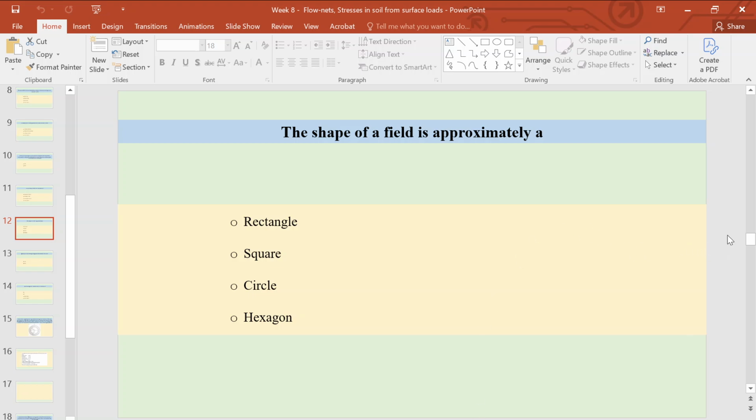The shape of a field is approximately a, you know what is the field? It is the intersection of two successive equipotential lines and flow lines, which gives a flow field. Yes, flow field, very good. So the shape of a field is approximately a: first option rectangle, second option square, third option circle, last option hexagon.